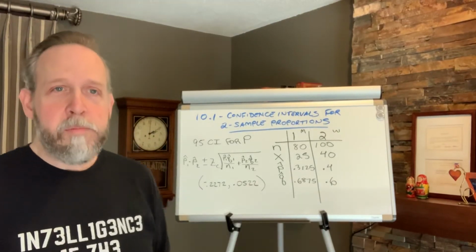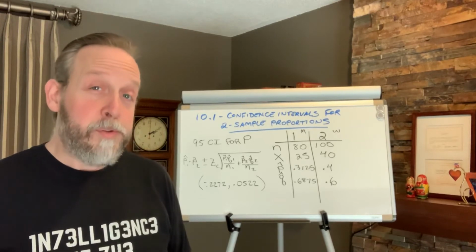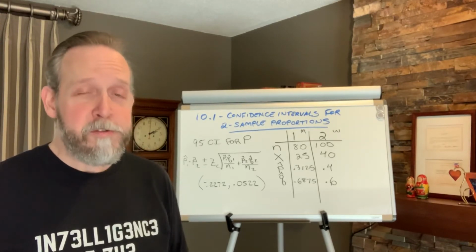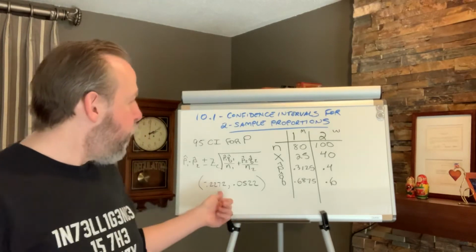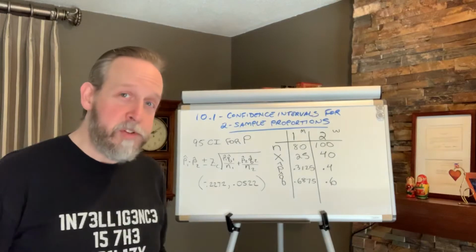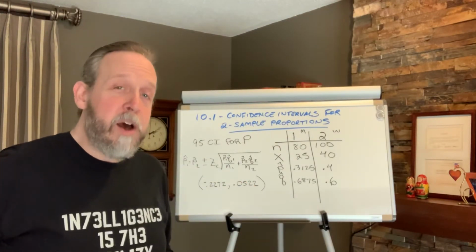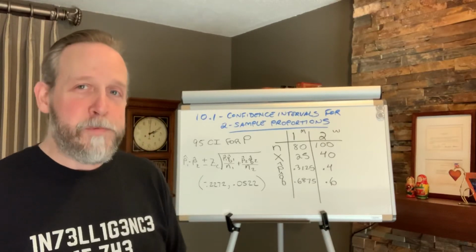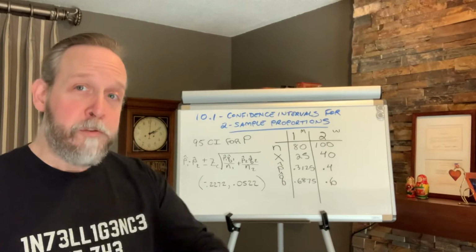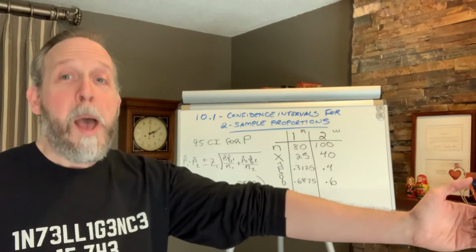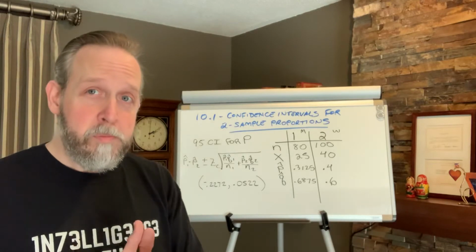In this case, here's the explanation. We are 95% confident that the true difference between the population of men and the population of women who watch reality TV is between negative 0.2272 to positive 0.0522. Now, again, because it's the difference between two populations, a negative difference means that the second group watched it more than the first. A positive difference means that the first group watched it more than the second.